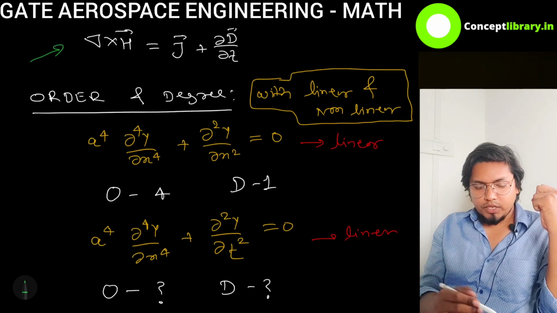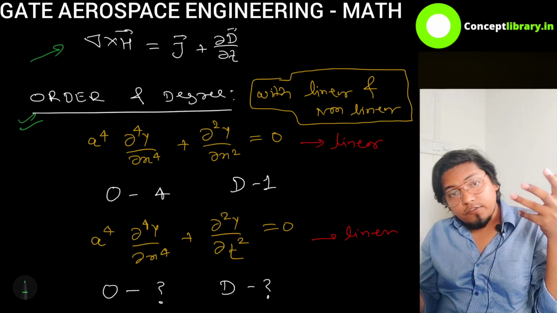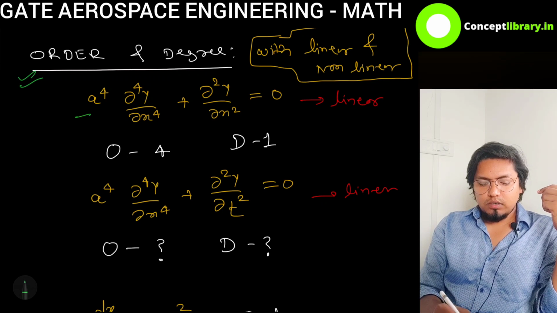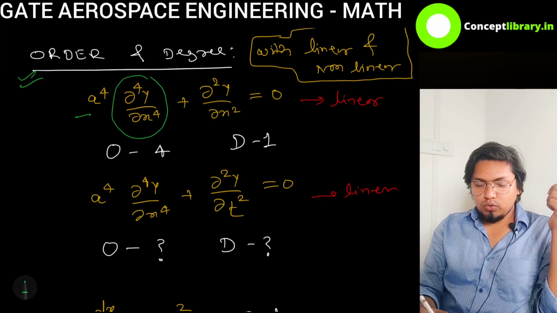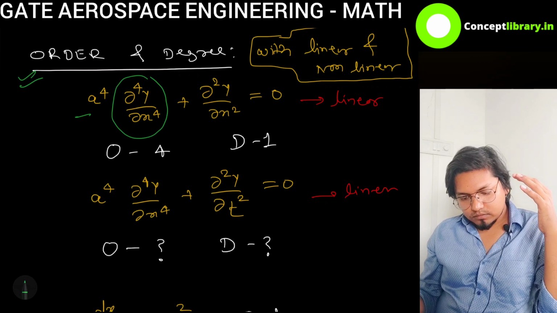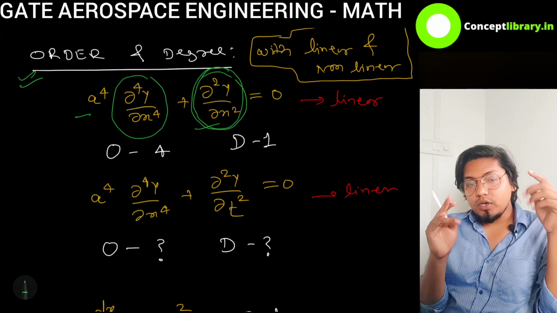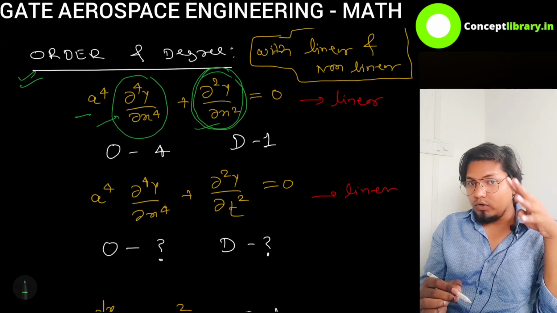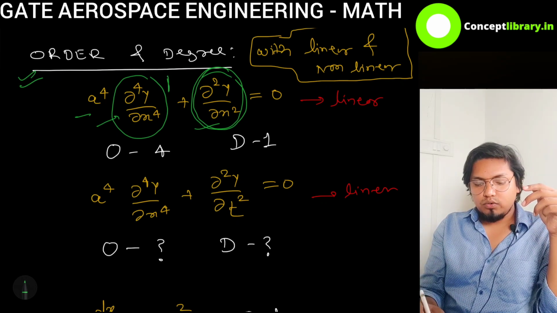Now we are going into detail to calculate the degree and order of different tough equations. I have taken an equation here: d^4y/dx^4 plus d^2y/dx^2. Here we have order 4. Why? Because I told you to check the maximum number of times of differentiation. That differentiation is 4 times, so order is 4. What is the power of that order? The power is 1, so degree is 1.